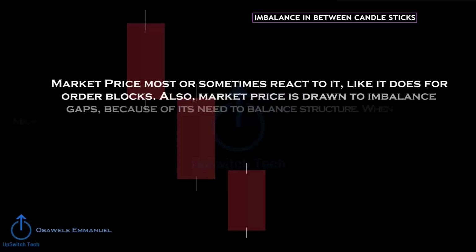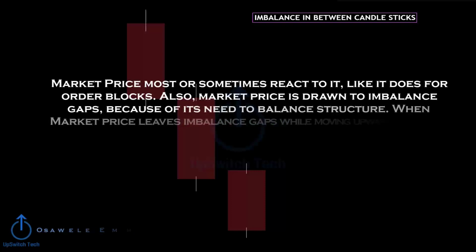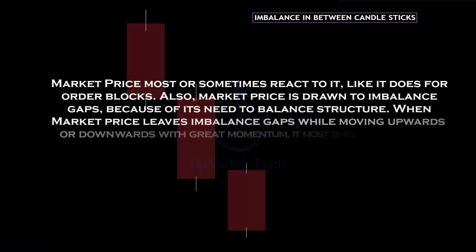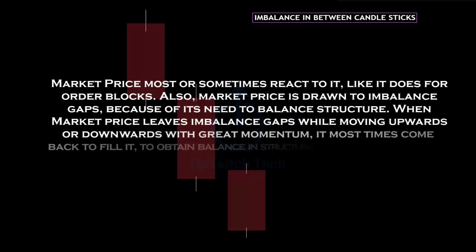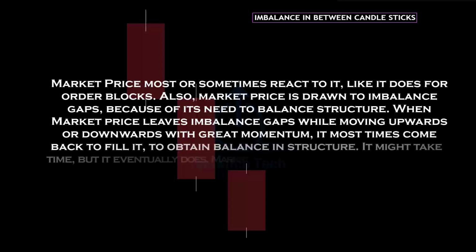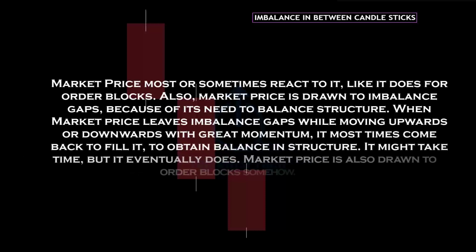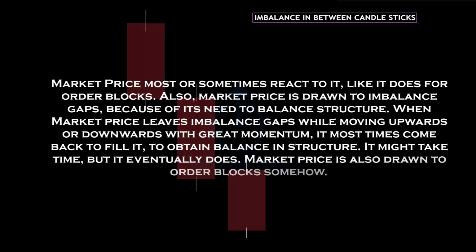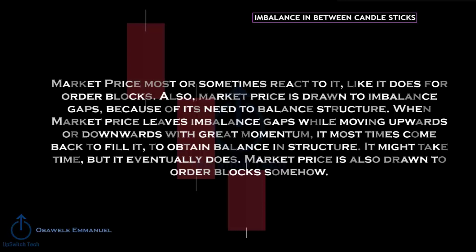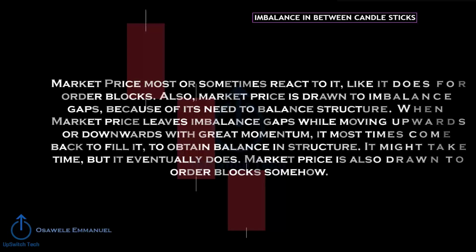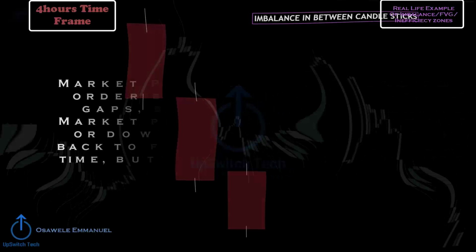Also, market price is drawn to imbalance gaps because of its need to balance structure. When market price leaves imbalance gaps while moving upwards or downwards with great momentum, it most times comes back to fill it, to obtain balance in structure. It might take time, but it eventually does. Market price is also drawn to order blocks somehow.